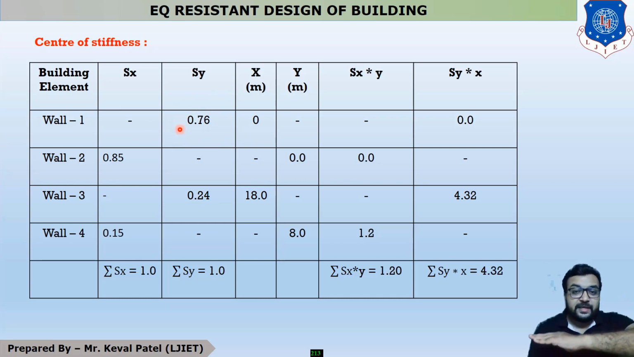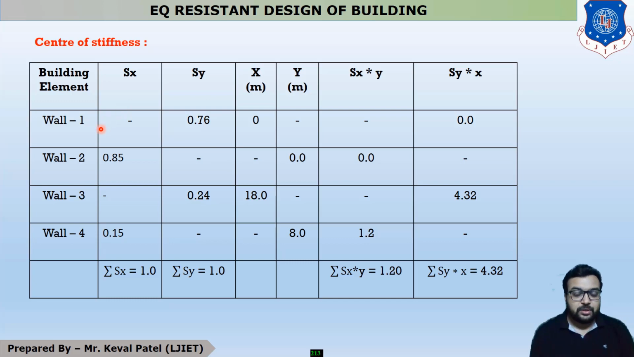Our wall 2 is in x direction, so our Sx is 0.85 and Sy is 0. Our wall 3 is in vertical direction, so our Sx is 0 and Sy is 0.24. And our wall 4 is in horizontal direction, so our value of Sx is 0.15 and Sy is 0. These values are given in the question. It is also called rigidity.